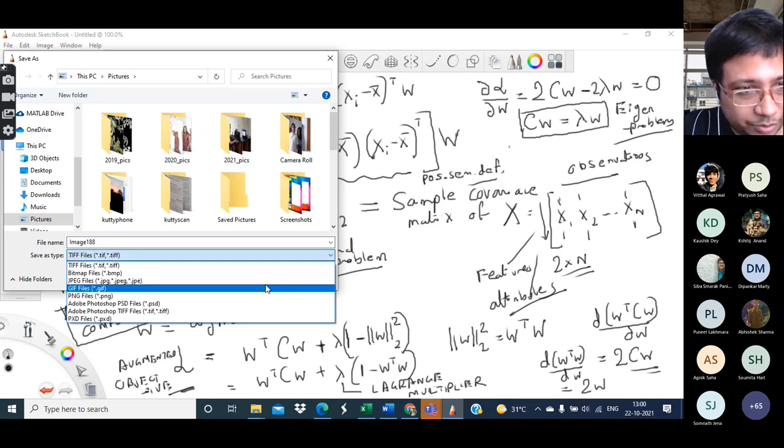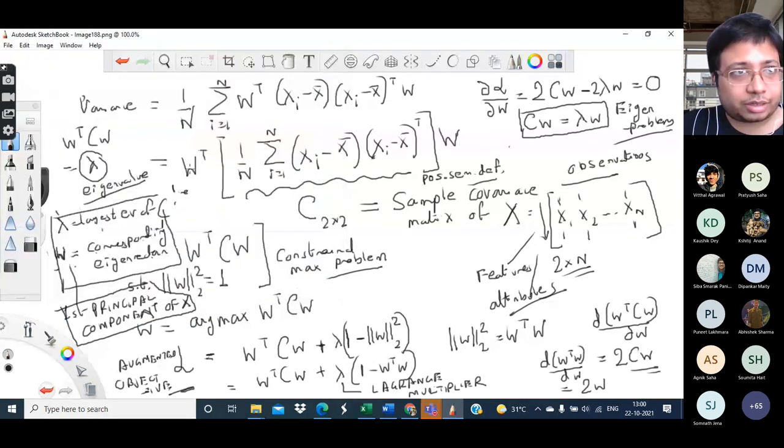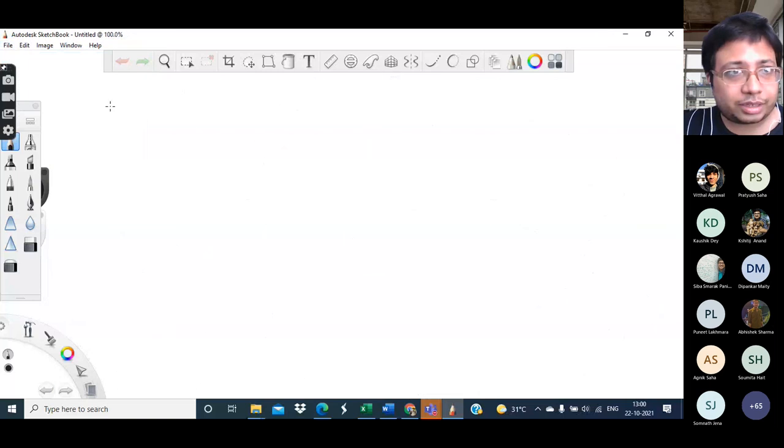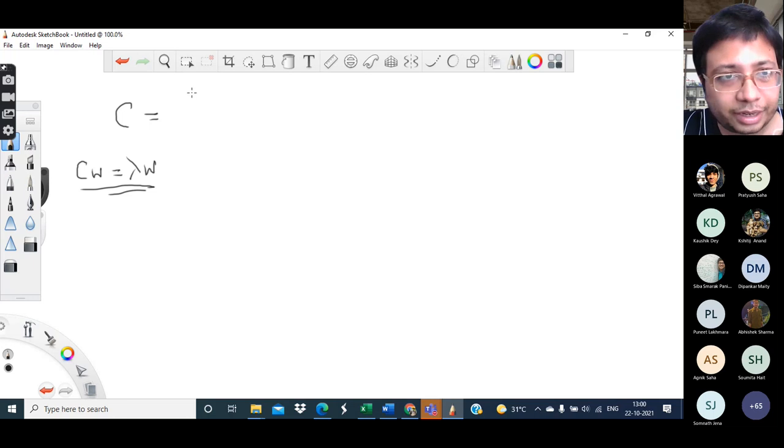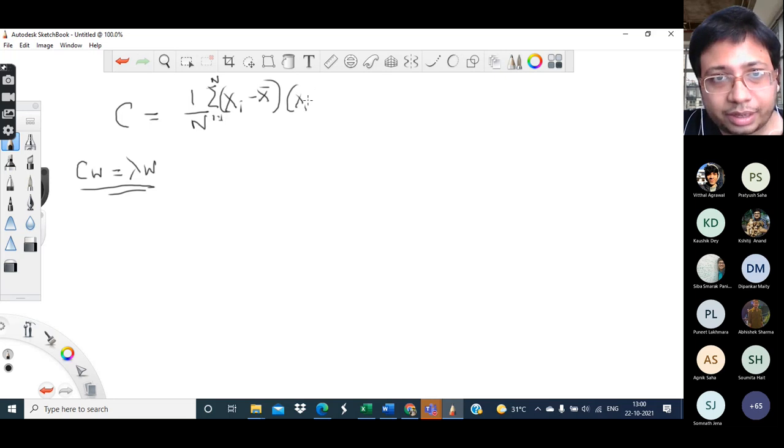Just before I end the class today, let me show one more thing. What we are talking about is the C matrix whose eigenvalues and eigenvectors we wanted to calculate, right? CW is equal to lambda W. This is the problem we are interested in, where C was defined in this particular way: the sum of xi minus x bar times xi minus x bar whole transpose.